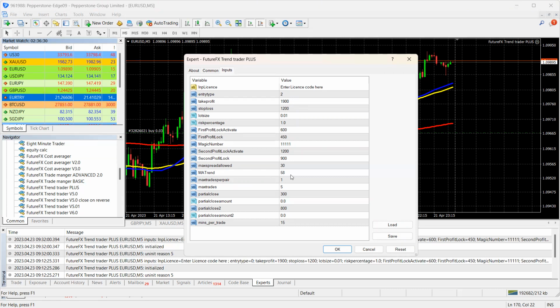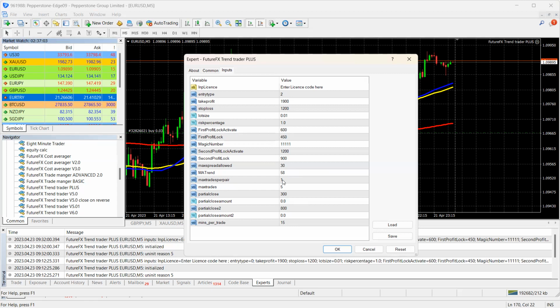MA trend, that's also another setting that will be getting removed shortly. Most likely the Trend Trader Plus version I send you won't have that option in it. That's just me, the developer's one. I have that just for adjusting and playing and trying to improve the software. So you won't have that option in your version. Likewise, you most likely won't have this bottom option in yours as well.